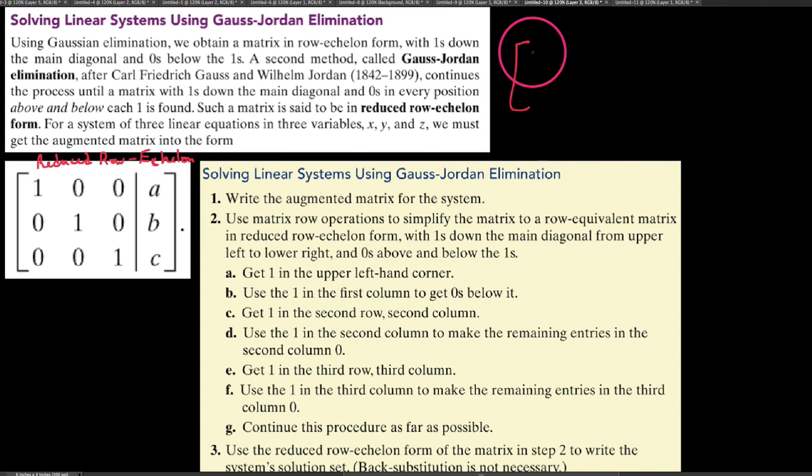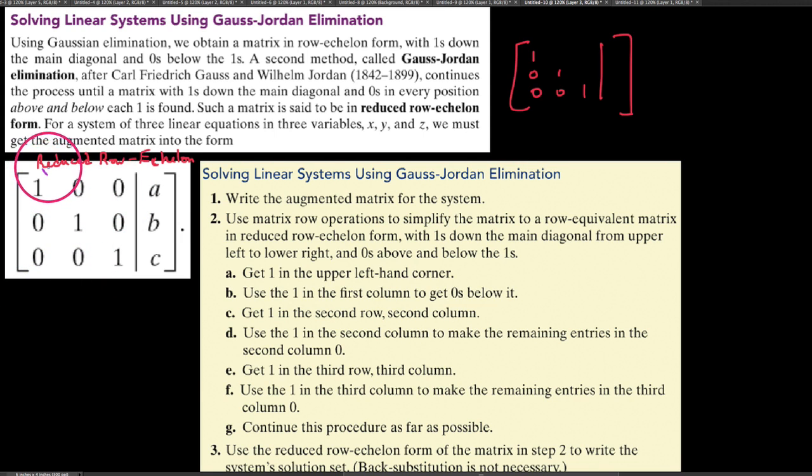Row echelon form was this where we had ones down the main diagonal and zeros elsewhere, and then we could have cared less what occurred over here on the top right, but we get this pattern here with reduced row echelon form. You could see that really our matrix would be in this form where we have ones down the main diagonal and zeros underneath them, but we also have zeros on top of them. And so you could see that this right here would require no back substitution.